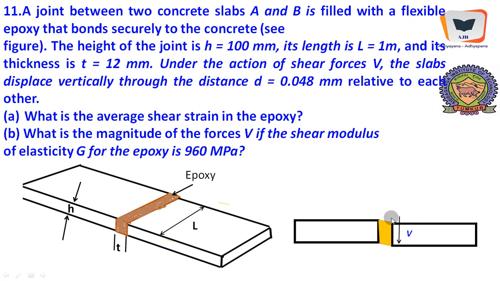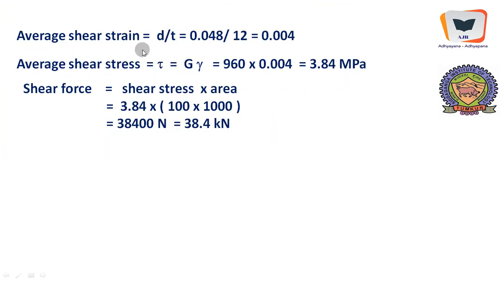Earlier this point was over there, it has slightly come down, and that is given to be 0.048 millimeter. So the dislocation of this point till here is 0.048, and it happens over a thickness of 12 millimeter. That gives us the shear strain, the amount of dislocation of the point divided by the original height: 0.004. Shear stress can be directly calculated because we know the shear modulus, which is given to be 960 MPa. So 960 MPa times shear strain gives us the shear stress developed in the epoxy.